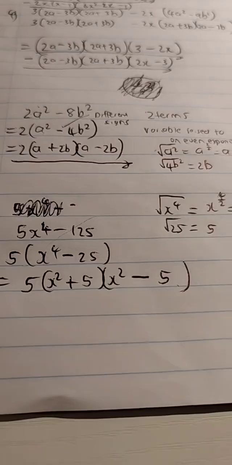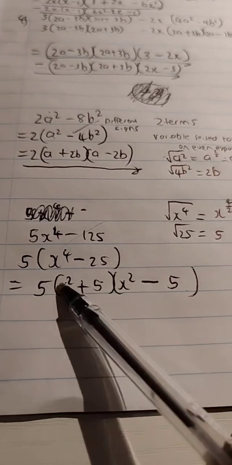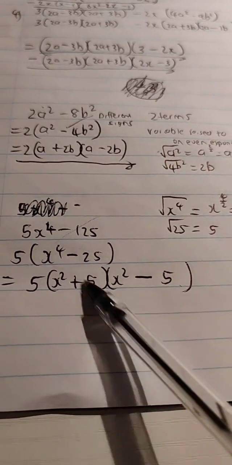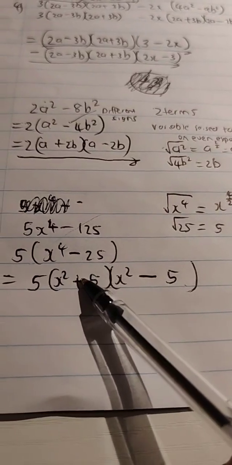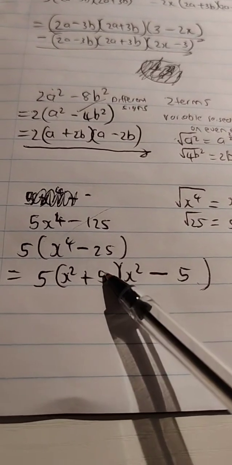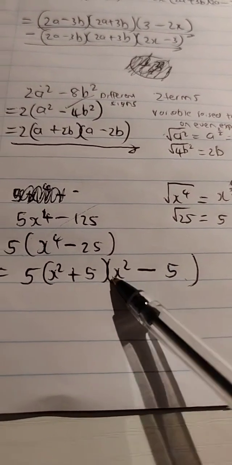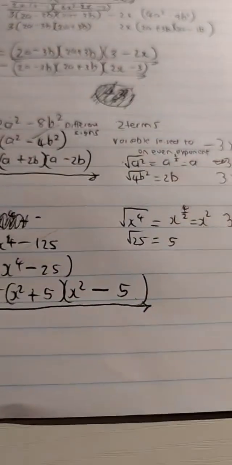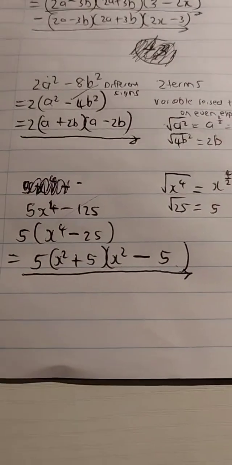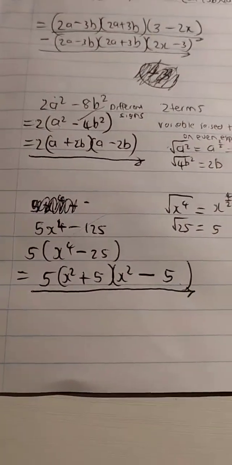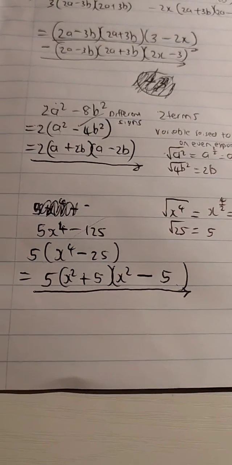Now if you look at this expression, sum of two squares, this is not a perfect square. Difference of a square, this is not a perfect square. So we leave the answer like this. We can't factorize any further. Leave it like this.